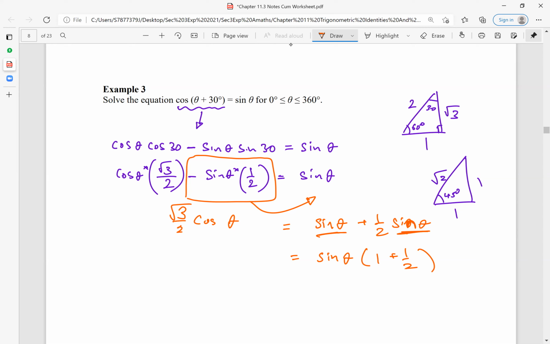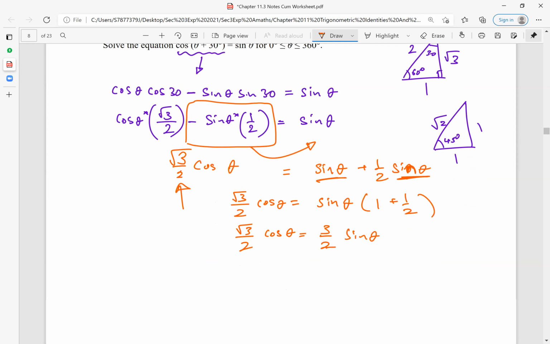Just to let you know, never put numbers after the sine theta or cosine theta. Try to put it in front like this. This is a preferred way of writing, so it's easier for you to manipulate. You can take cosine theta as like x or y. Then it's easier to see. So this one will be square root 3 over 2 cosine theta. Now, this will become 3 over 2 sine theta, and this is square root 3 over 2 cosine theta. Are you okay with this?